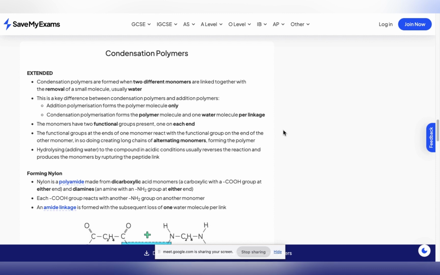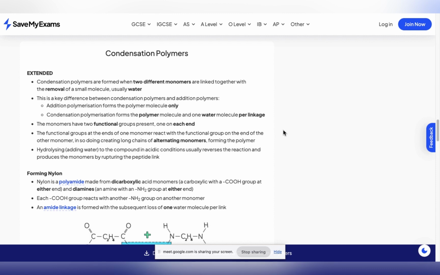That's one difference. Addition polymerization forms the polymer molecule only. Condensation polymerization forms the polymer molecule and a water molecule per linkage. So this is another difference between them. Addition polymerization only forms the polymer. It does not form any other compound. But in condensation polymerization, they form the polymer and they also form water.